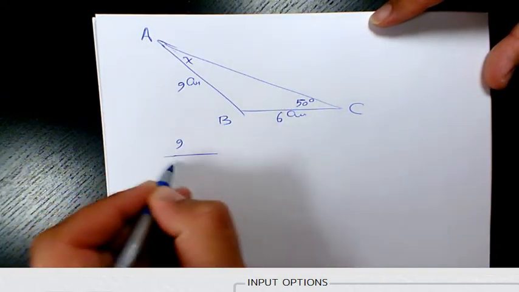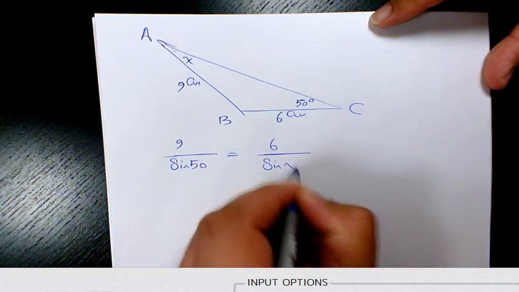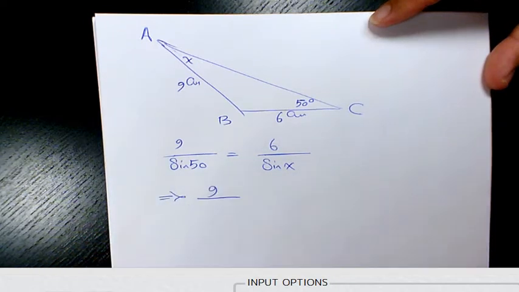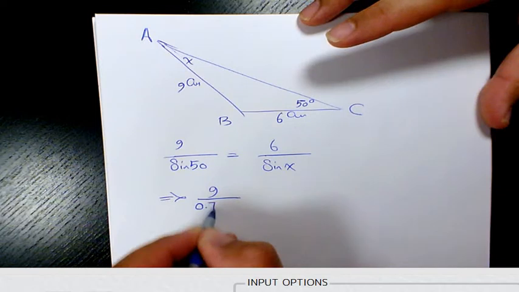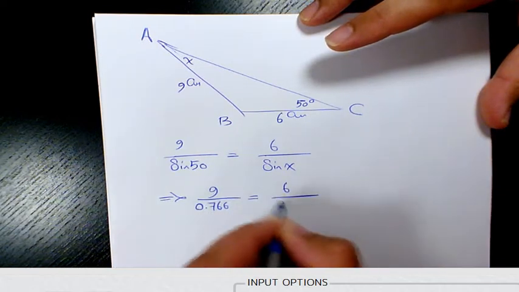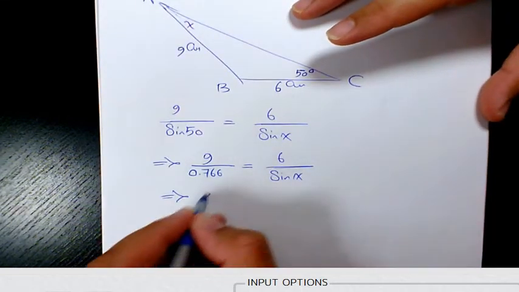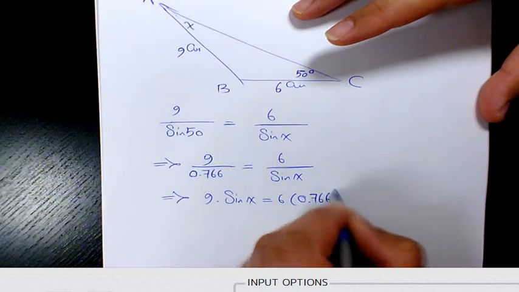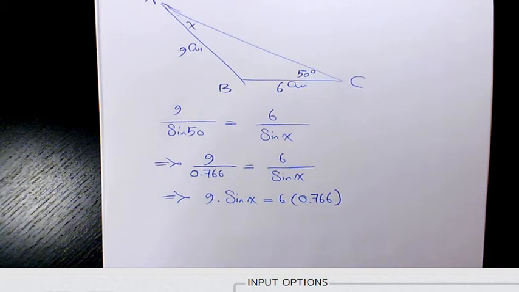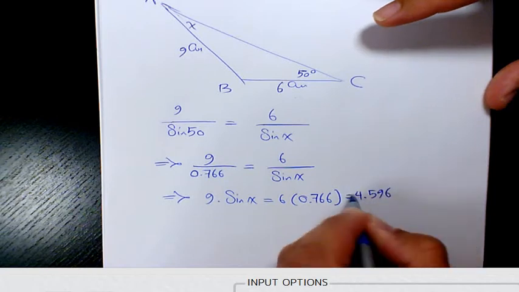So 9 divided by sine 50 equals 6 divided by sine x. Sine 50 is 0.766 equals 6 divided by sine x. Therefore, we need to do the cross multiplication. 9 times sine x equals 6 times 0.766. That's going to be 4.596.